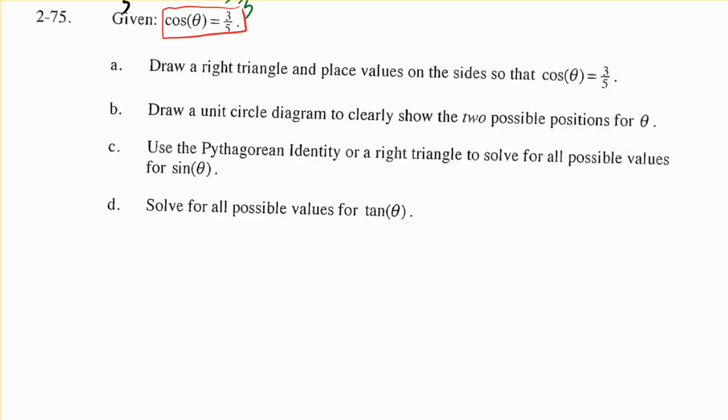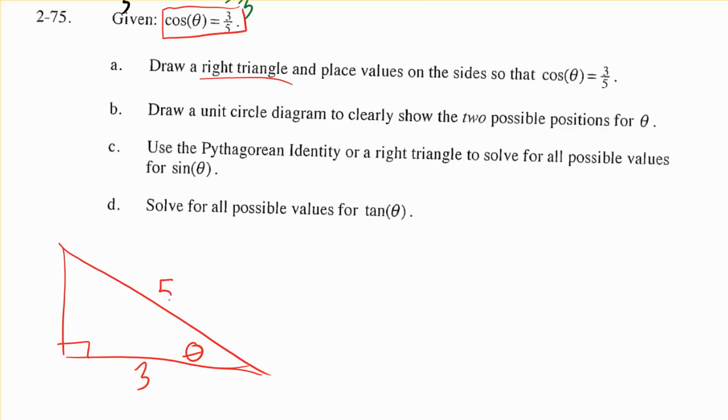So the first step to solving that is, can you draw a right triangle and place values on the sides so that the cosine is 3/5? So any right triangle works. We need to define a theta. And then if the cosine is 3/5, we can say the adjacent side is 3 and the hypotenuse is 5. That gives me the cosine ratio of 3/5.